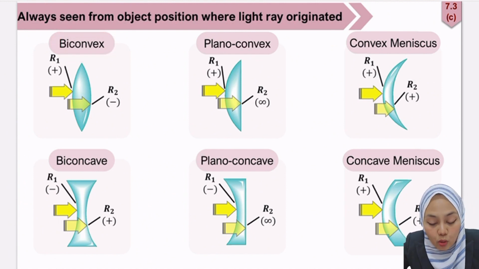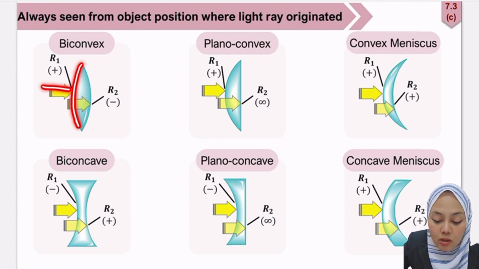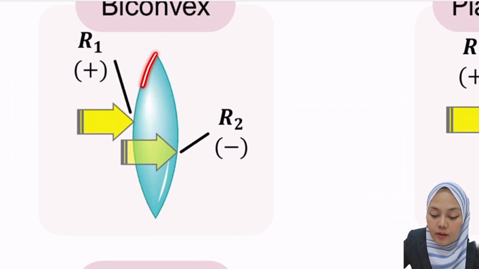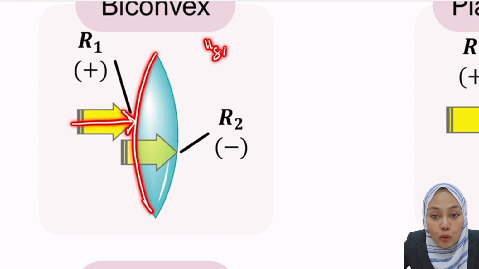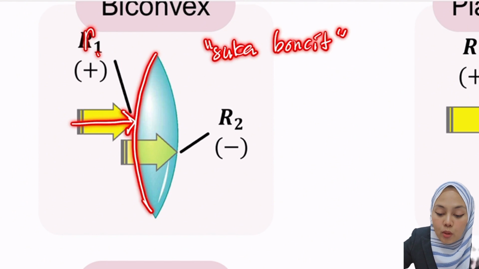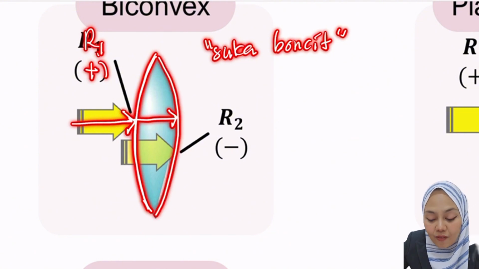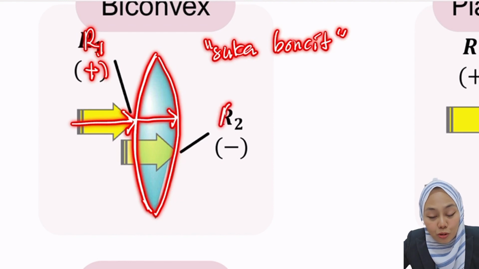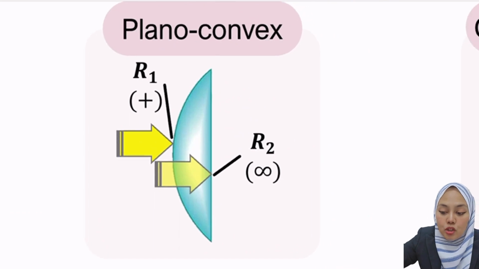If we are given a biconvex, the light rays normally come from one side. So it will hit on the first surface like this. You have to remember you can use the Sucker-Bonchet principle. We can see that R1 is positive because it is on the Bonchet side. But if the light ray continues and hits the second surface, you can see that this one is already close. So R2 becomes negative. Okay, let's proceed to the next slide.